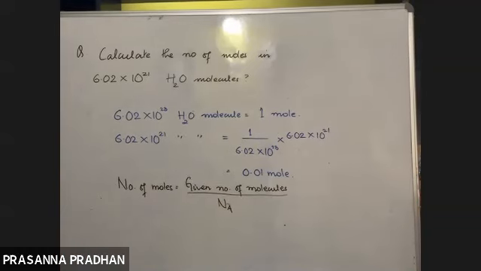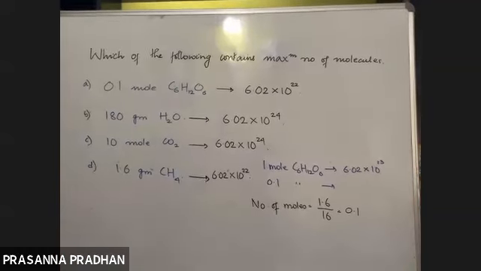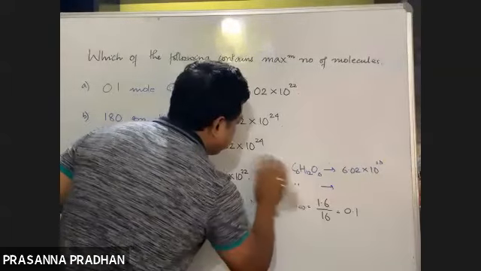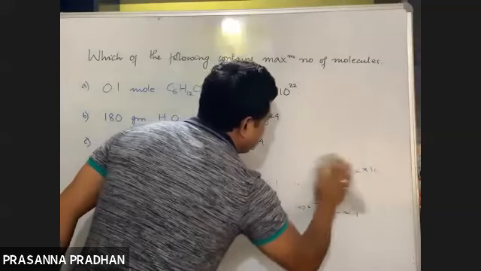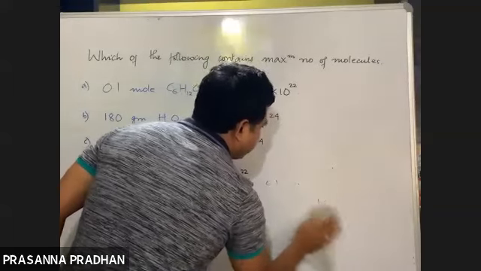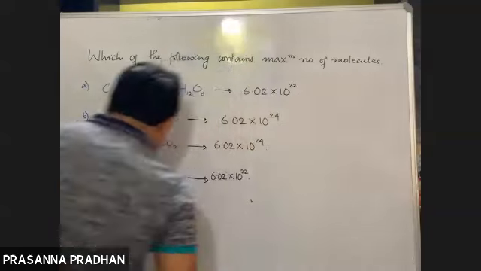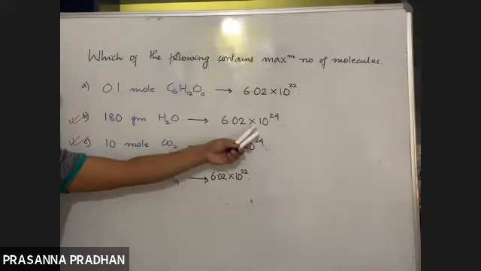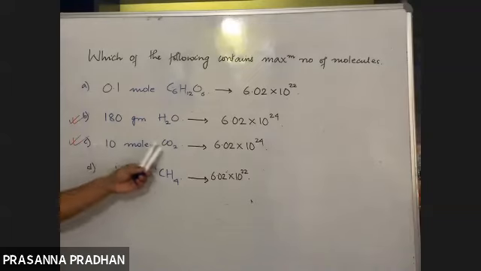So let us just upgrade our table. Here I calculated the number of molecules in each of these. So yes, what is the correct option? There are two correct options. B is also correct. C is also correct. 180 gram of water means 10 mole of water. It contains this much number of molecules. 10 mole of carbon dioxide contains the same number of molecules.